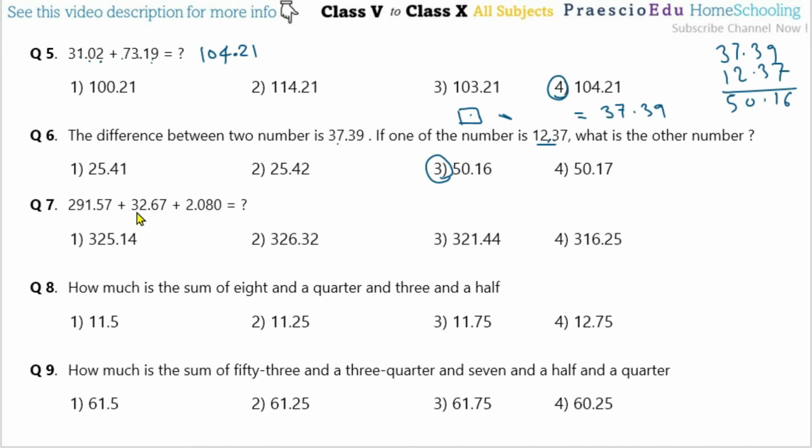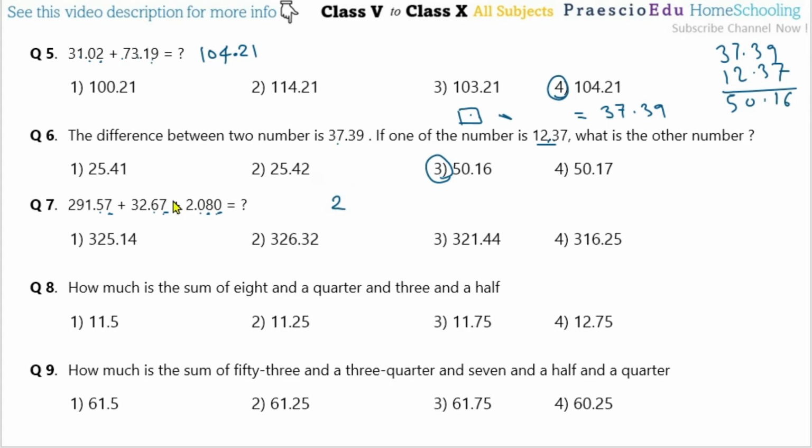291.57 plus 32.67 plus 2.080 is equal to how much? Now here the 10th and the 100th, here the 10th and the 100th, here the 10th and the 100th. After this the 0 has no meaning, so only up to the 100th. So here 7 plus 8, so we will consider that one. That is 7 plus 7 is 14, plus 8 is 22.